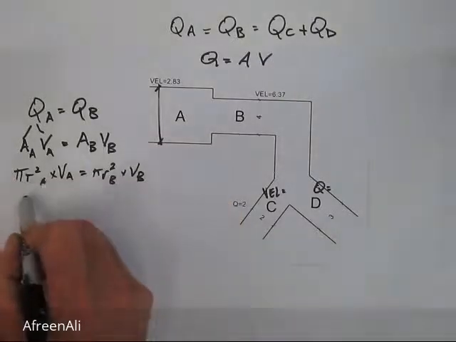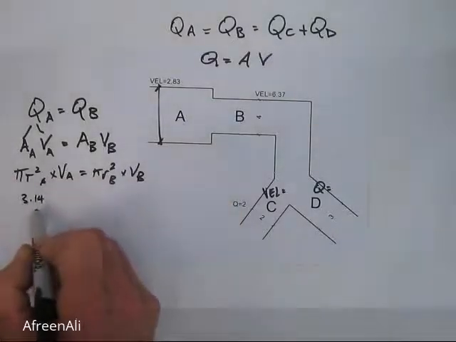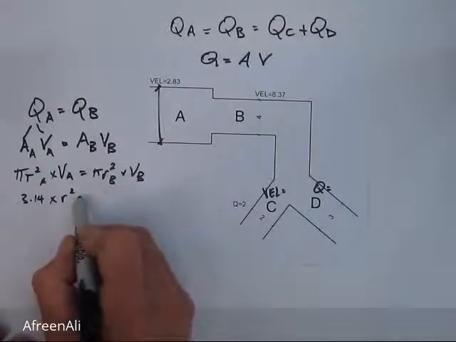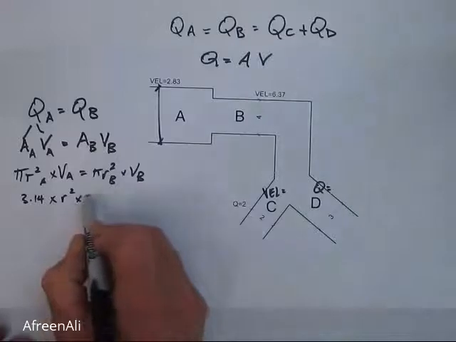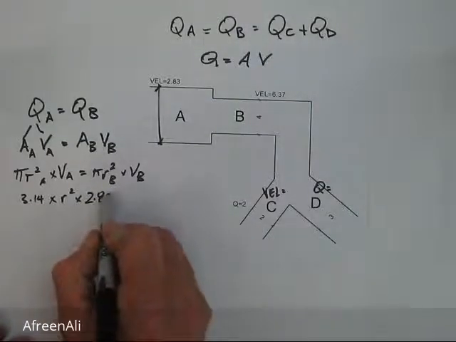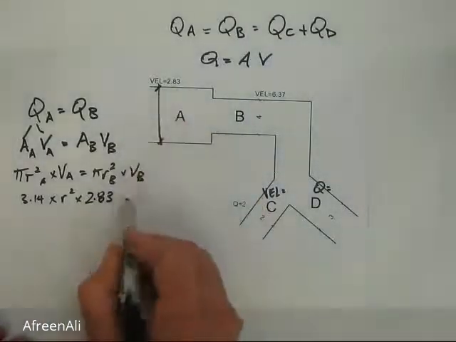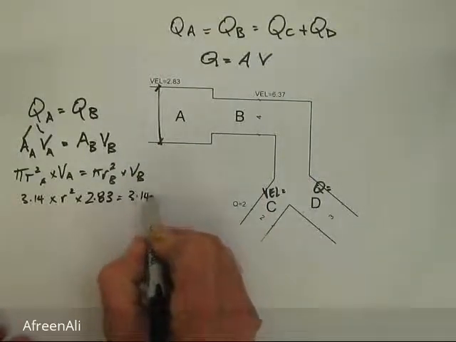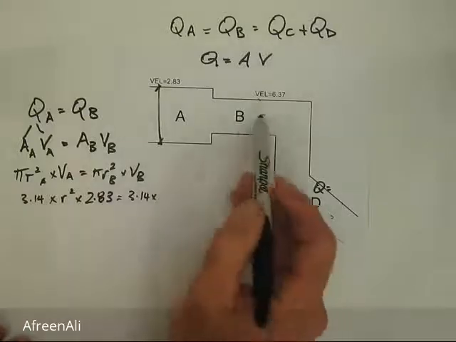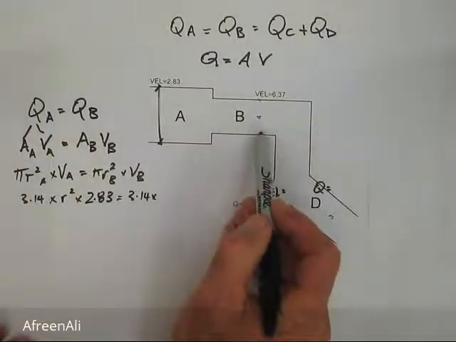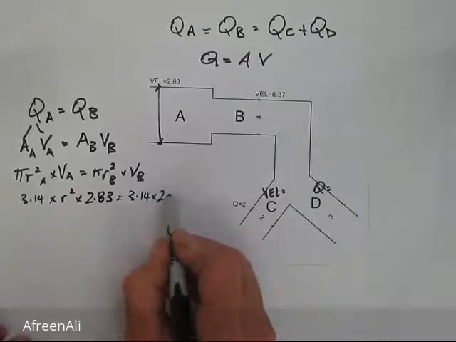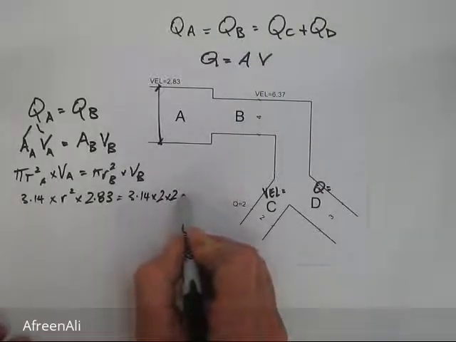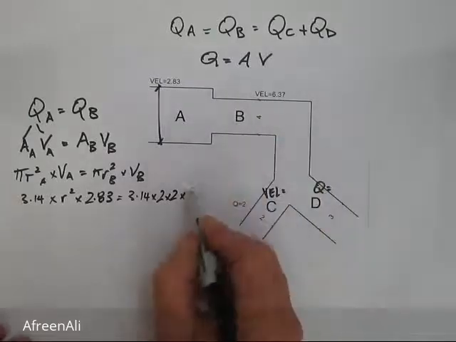We know pi, which is 3.14. We don't know the radius. We know the velocity at A, that's 2.83, that's given here, equals pi times the radius at B. We're given the diameter is 4, so the radius must be 2. Radius squared, 2 times 2, times the velocity at B, 6.37.